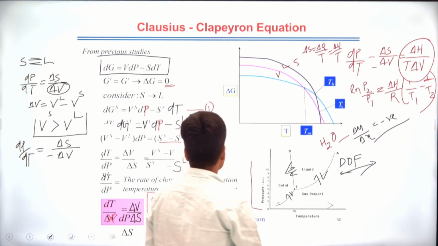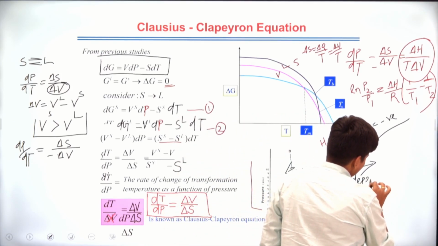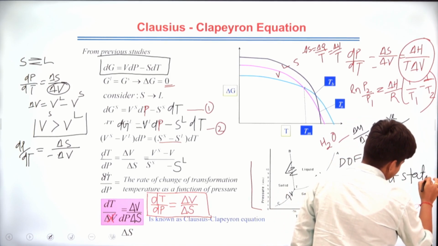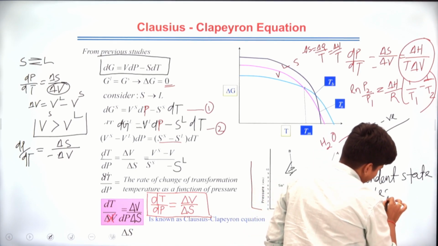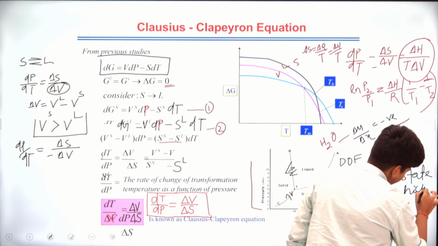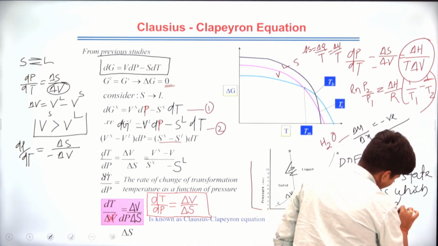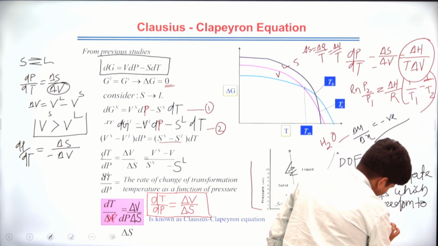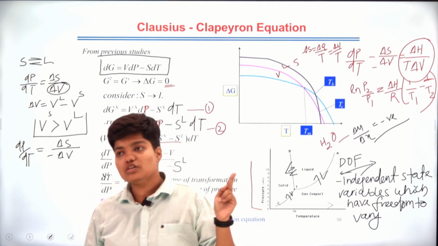Degrees of freedom is nothing but the independent variables, or we can write independent state variables, which have freedom to vary. If one state variable is kept constant, then another should vary.